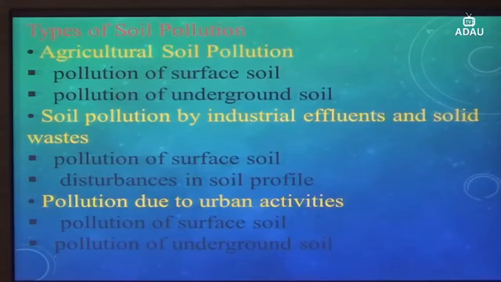It consists of pollution of surface soil and disturbance in soil profile. The third type is pollution due to urban activities. It may be called human factors too. And its causes consist of pollution of surface soil too and pollution of underground soil.